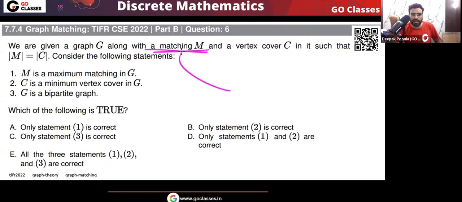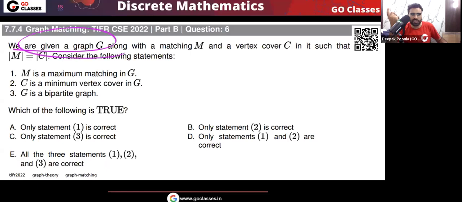It is not saying that it is maximum matching or maximal matching. It is saying that it is some matching. It can be any matching. Also, this vertex cover can be any vertex cover. We are not saying that this is minimal vertex cover or minimum vertex cover. No, this can be any vertex cover. This can be any matching.